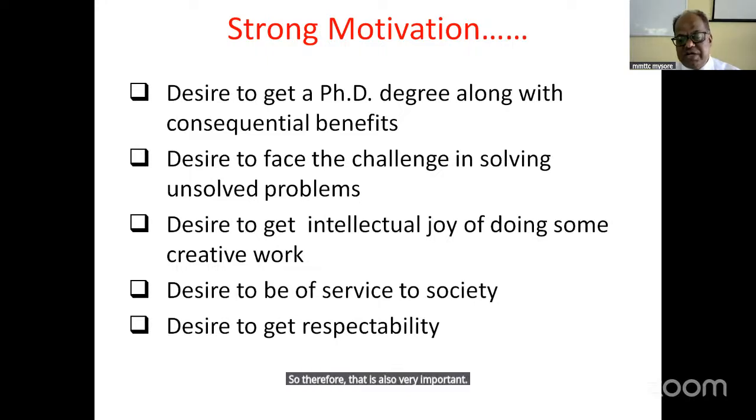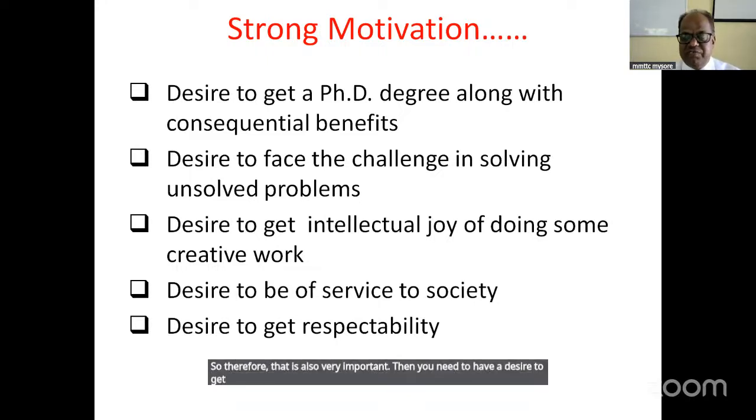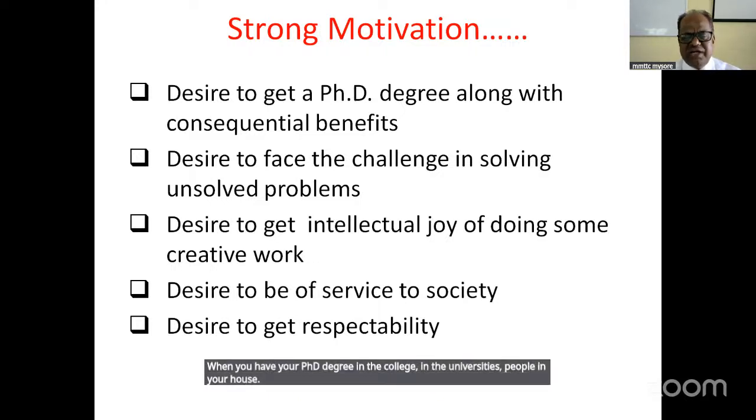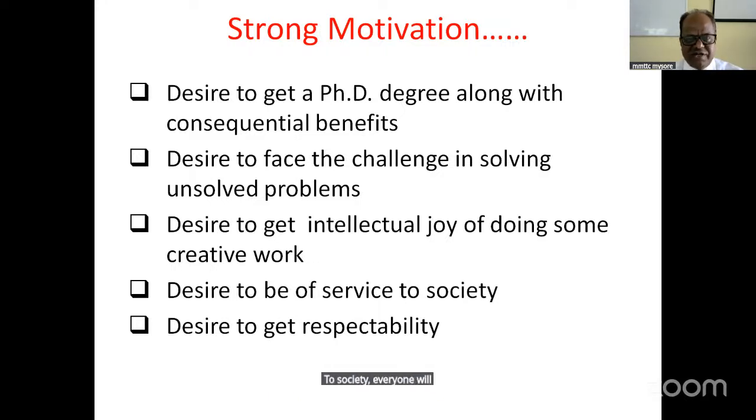Then you need to have a desire to get respectability. When you do research, you have a PhD degree. When you have a PhD degree in the college, in the universities, people in your house, the society, everyone will respect you. He is a doctor.